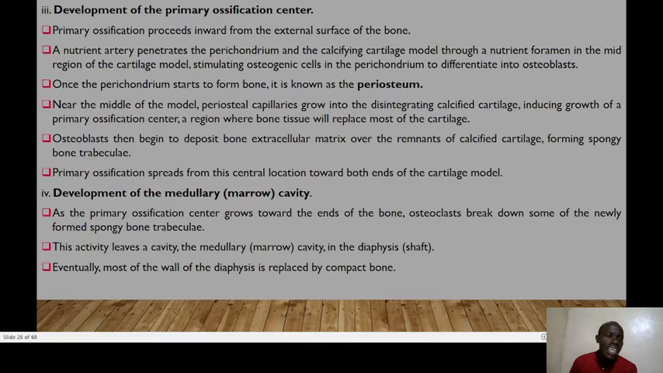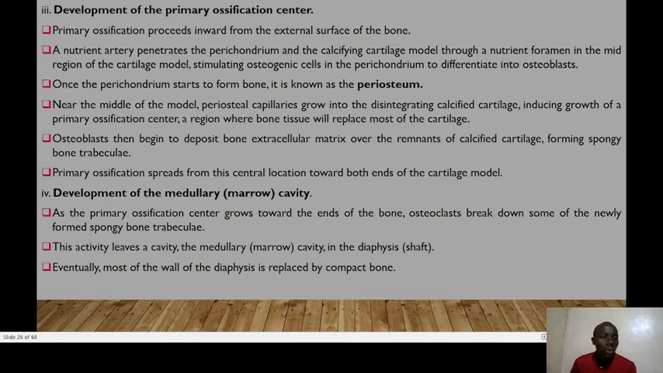Near the middle of the model, periosteal capillaries grow into the disintegrating calcified cartilage, inducing growth of a primary ossification center. This is a region where bone tissue will replace most of the cartilage. Osteoblasts then begin to deposit extracellular matrix over the remnants of the calcified cartilage, forming spongy bone trabeculae. Primary ossification spreads from this central location towards both ends of the cartilage.